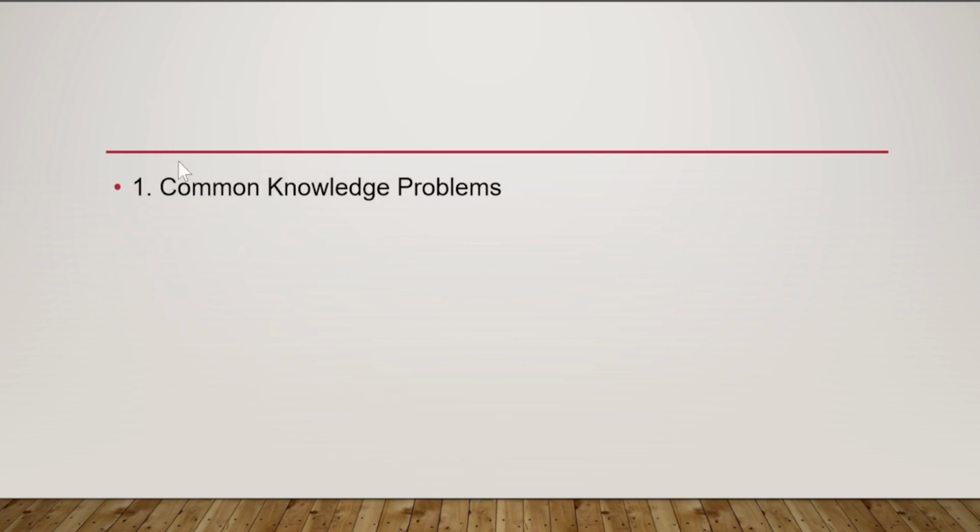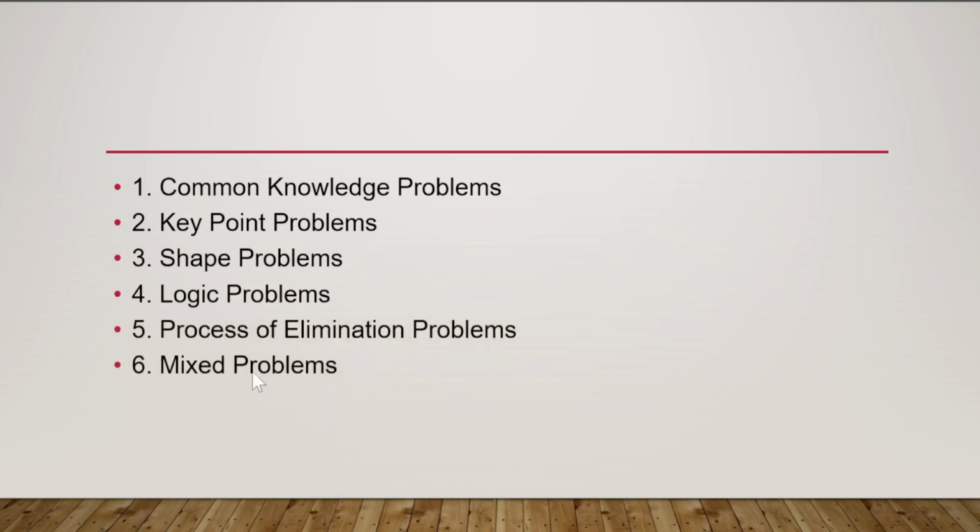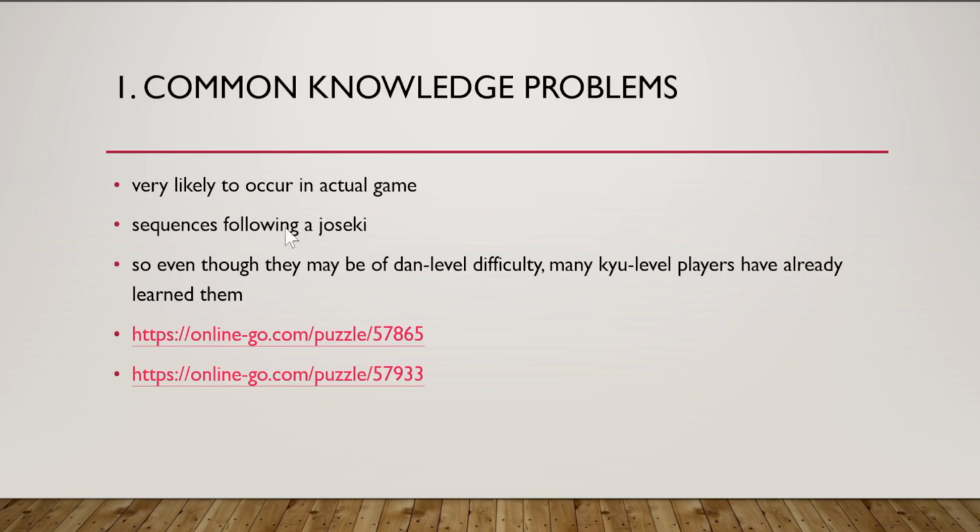Here, I have divided the tsumego into 6 types. The first type is the common knowledge problems. Second one is key point problems. Third one is shape problems. Fourth is logic problems. Fifth is process of elimination problems. And lastly is the mixed problems. Mixed problems means that they have the properties of the above types. So it's called mixed. Okay, let's get into the common knowledge problems.